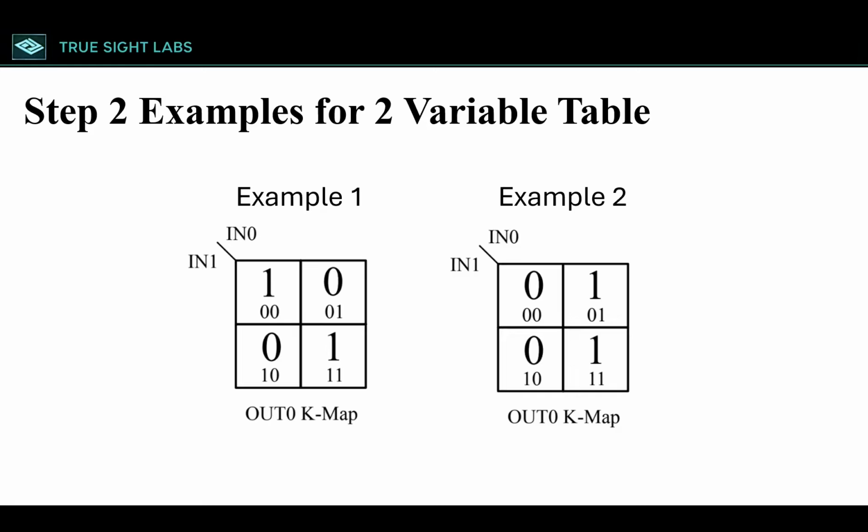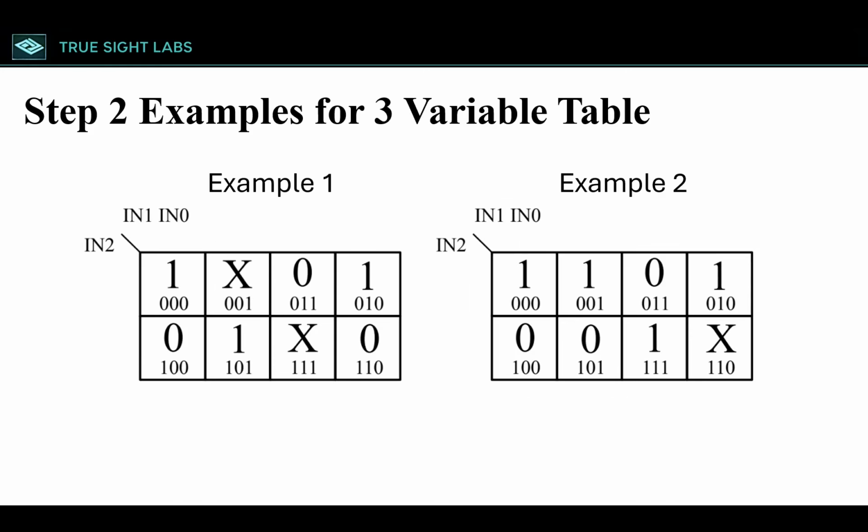Now let's look at a couple examples of step 2 for 2 variable K-maps. In example 1, the 2 ones are not adjacent, so we have to use 2 separate circles to cover them. In example 2, the 2 ones are adjacent, so we can circle them together as one group.